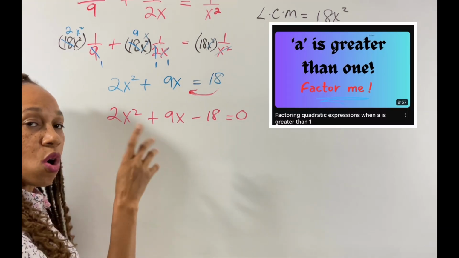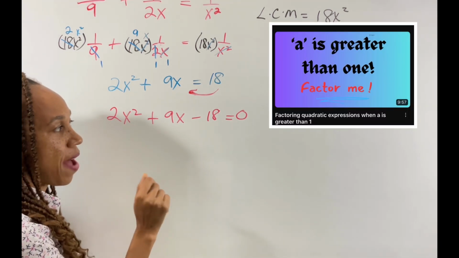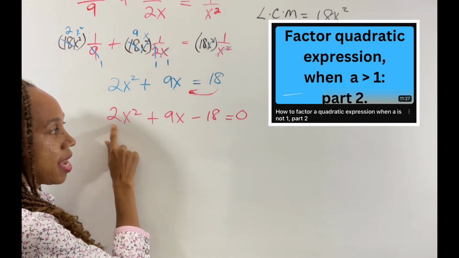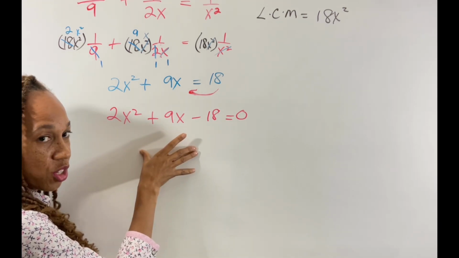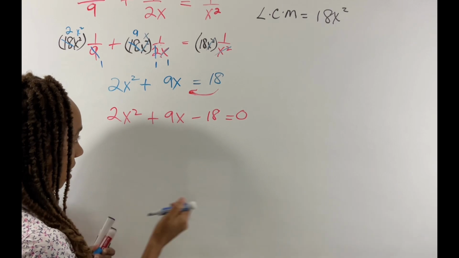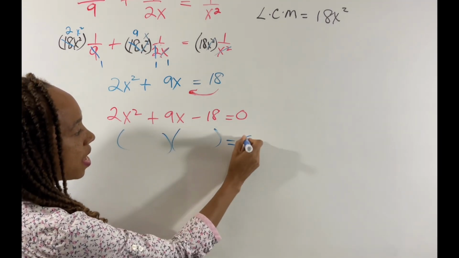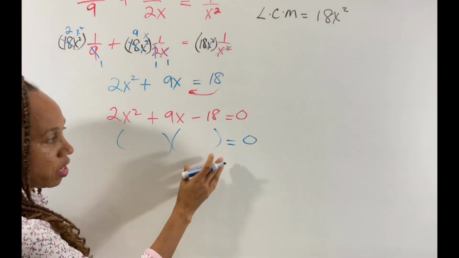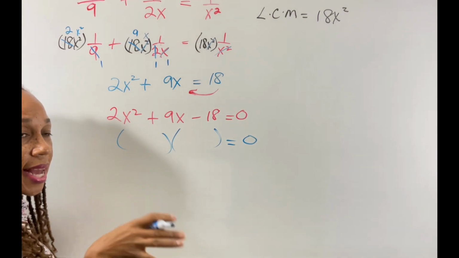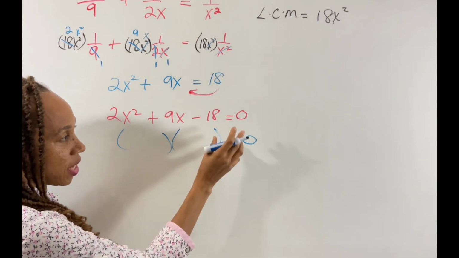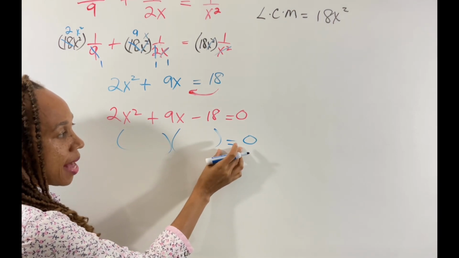So you can go back and watch my video on how to factor quadratic expression when a is greater than 1 to get the factors here. But because this is an equation, you will have everything set equal to 0, because the difference between an equation and an expression is that an expression doesn't have the equal sign and an equation has an equal sign here.